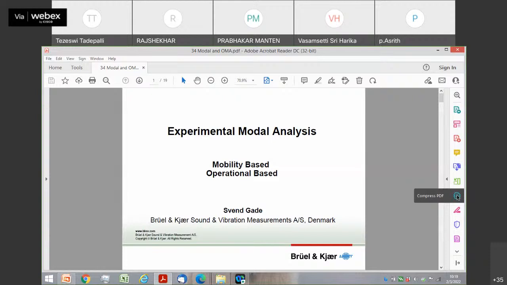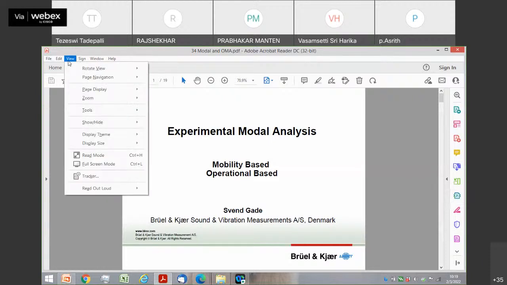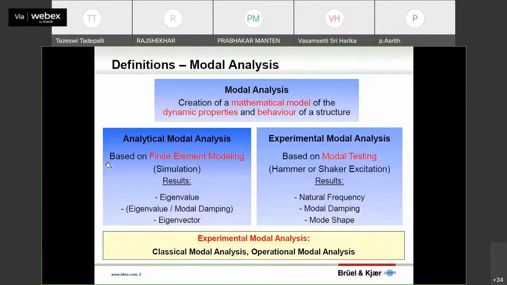Yes, so we will look a little at the modal analysis. As I said, modal analysis is the creation of a mathematical model of the dynamic properties and behavior of the structure. You have analytical modal analysis, which is based on FE modeling, and you have experimental modal analysis based on hammer or shaker excitation. On the FEA, you get the eigenvalue, the modal damping and the eigenvector. In the case of hammer or shaker excitation, we look at the natural frequency, the modal damping, and the mode shape. These could be either classical or operational.